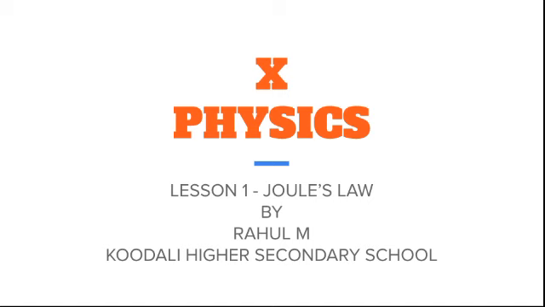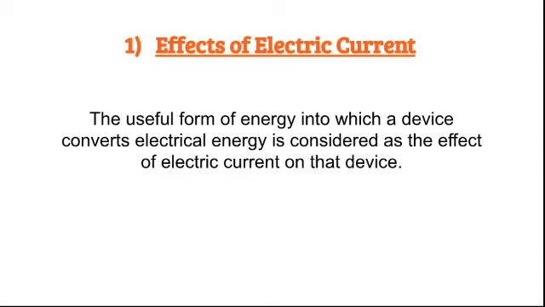You have tabulated energy changes taking place in various electrical appliances. Now let us tabulate the effects of electric current. The useful form of energy into which a device converts electrical energy is considered as the effect of electric current on that device.